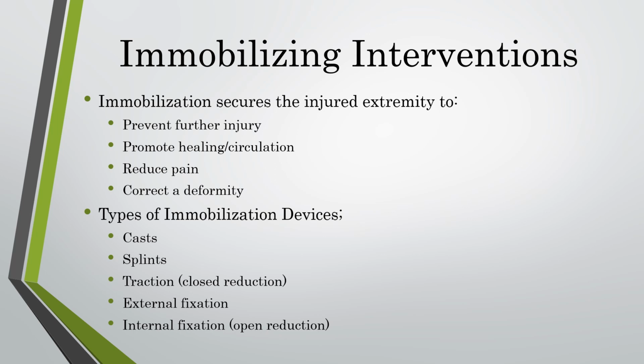Now, there are many types of immobilization devices that we are going to cover: cast, splints, traction or closed reduction, external fixation, and internal fixation or open reduction. Closed reduction is when a pulling force, which is traction, is applied manually to realign the displaced fracture bone fragments.